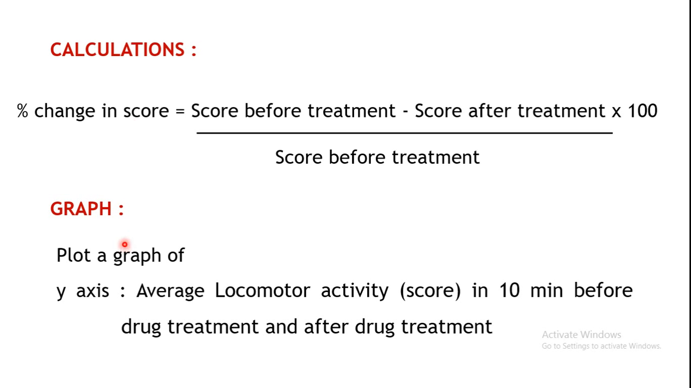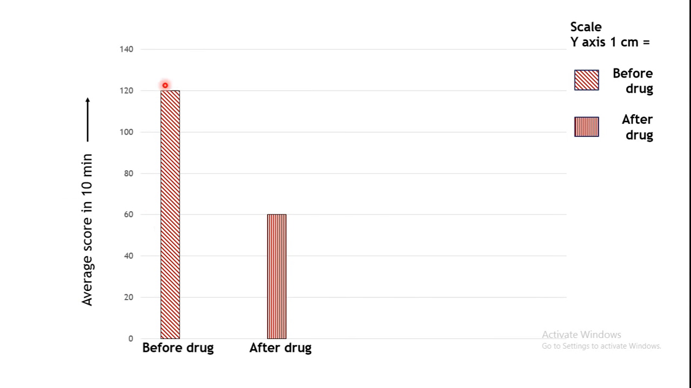Now using these average values, we need to plot a graph of average locomotor activity, that is average score in 10 minutes before the drug treatment, and average locomotor activity score after the drug treatment on y-axis. So this is a sample graph, column graph, which I have shown over here. So as you can see, that average score in 10 minutes is plotted on the y-axis, and before drug treatment the activity score was round about 120, the average, and after the drug treatment it has reduced to 60.